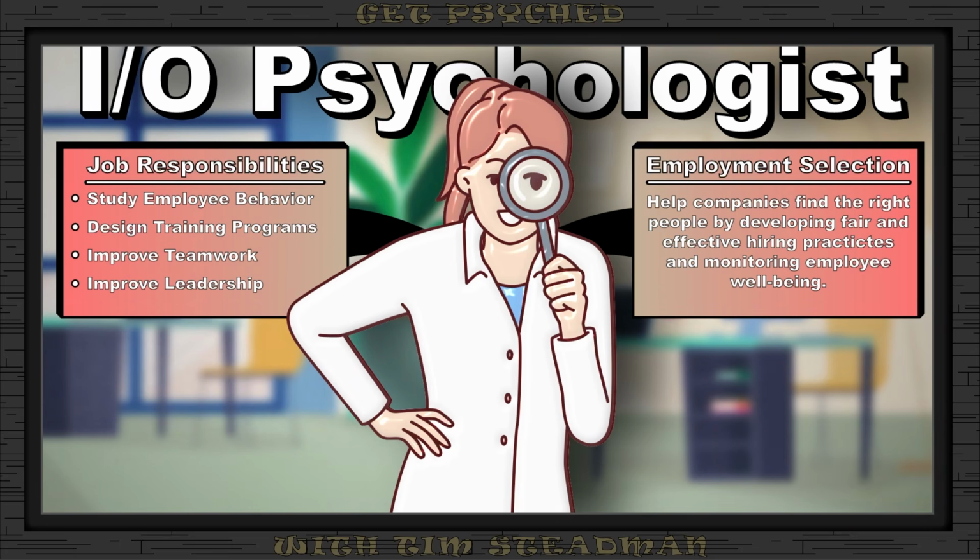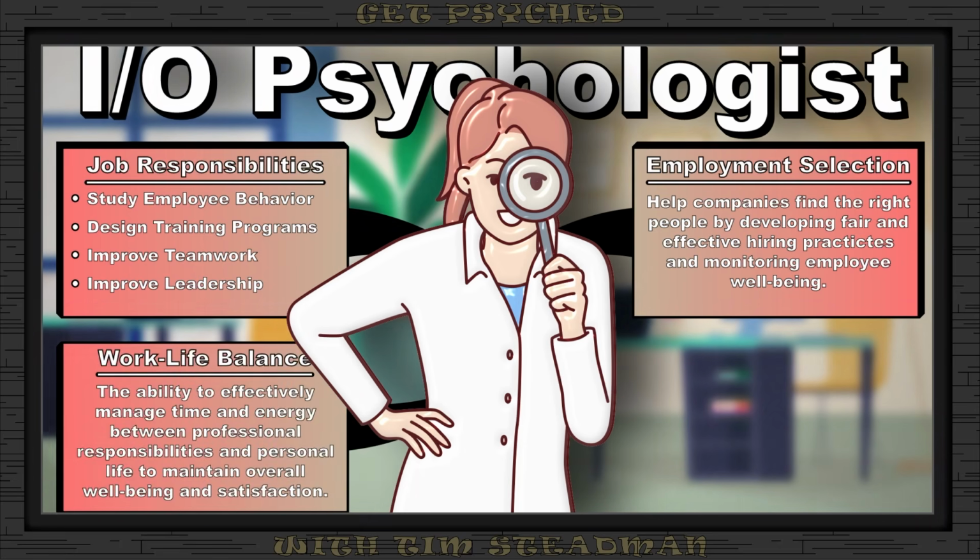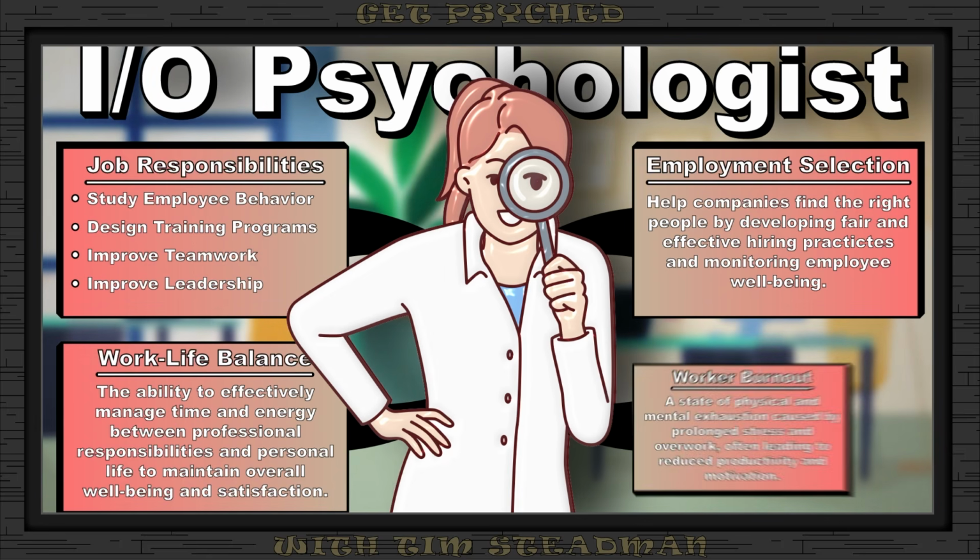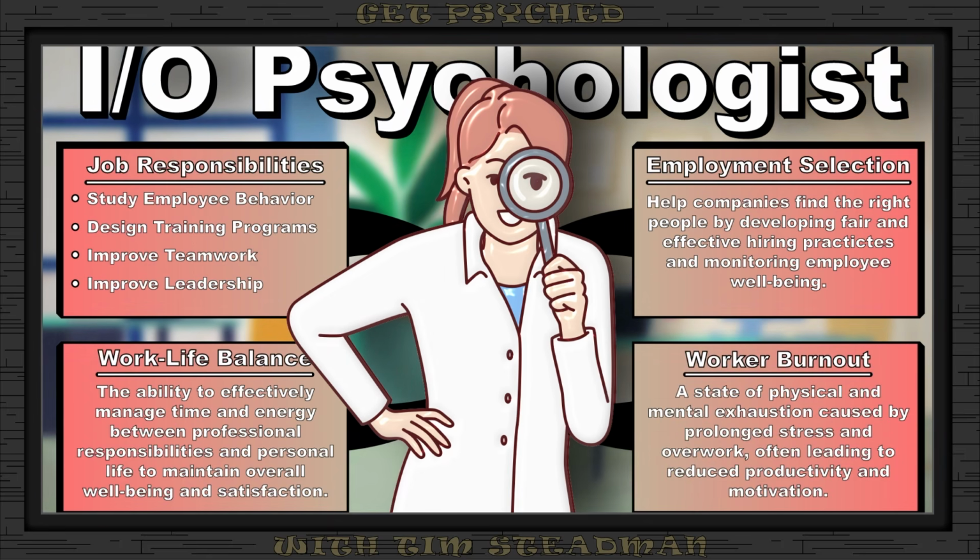They might create assessments to test a candidate's skill or design interview questions that predict how well someone will fit into the company culture. IO psychologists also focus on work-life balance, which has become a huge priority in recent years. They might recommend flexible schedules, mental health resources, or even suggest changes to company policies to help employees balance their work and personal lives. And of course, they study burnout, which happens when employees are overworked, stressed, and completely exhausted.